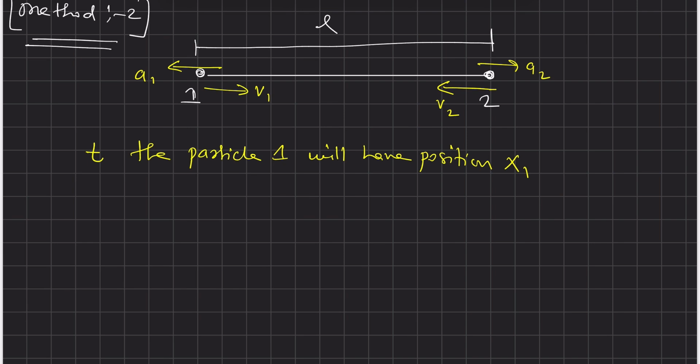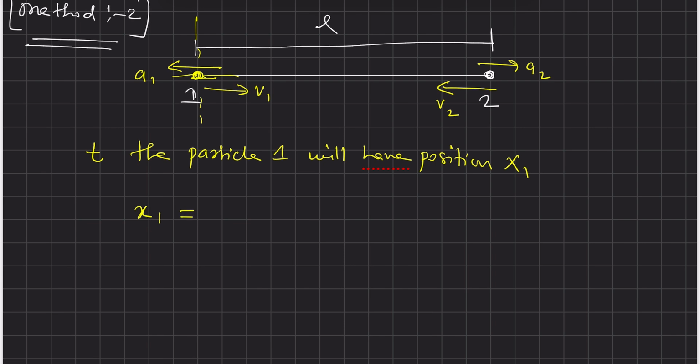I am calling this the origin. Let's take this as the origin. So the position is going to be x1. At particle 1, where it is right now located, I am taking that position as the origin. So we can say that in t time, how much it will travel.